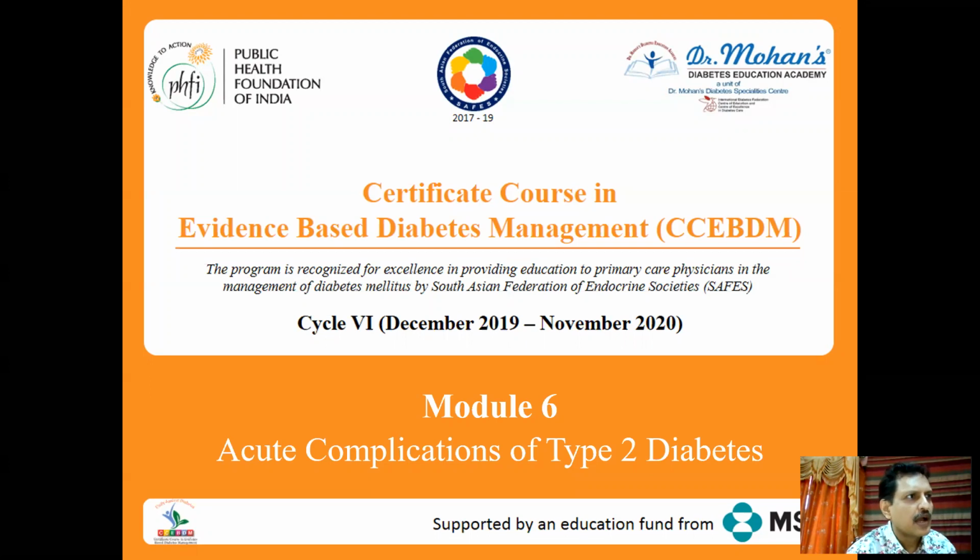So today I'm going to talk about the acute complications of diabetes mellitus. We all know that acute complications are one of the important reasons for which diabetic patients are admitted to the hospital. And we must have a clear understanding of how we are going to manage the acute complications of diabetes, because they are actually an important cause of morbidity and mortality of diabetes mellitus.